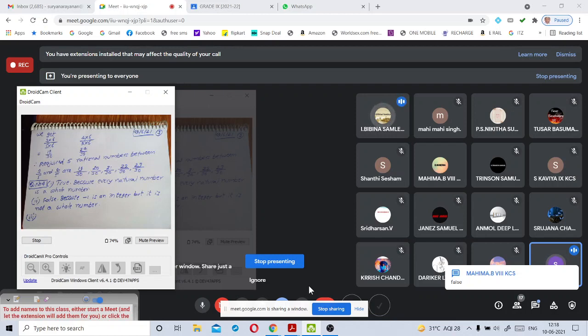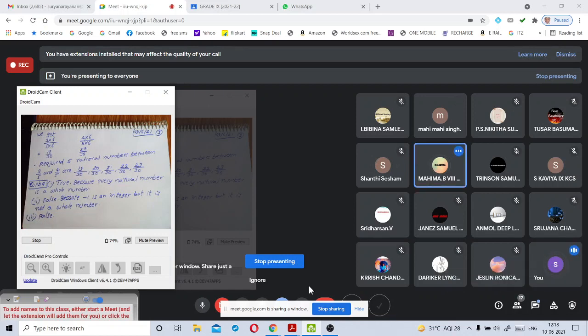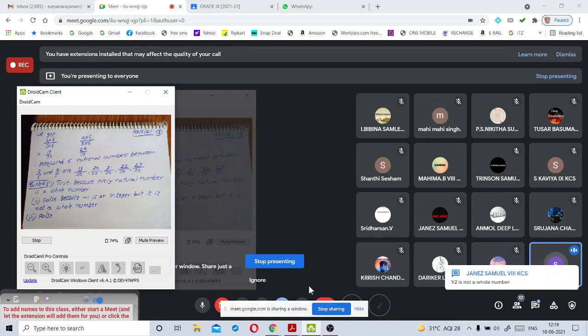False, sir. It is a false statement. Why is it a false statement? Can you tell me the reason, Shanti? Just wait, my dear Yahuna Singh. Shanti will give the answer. Shanti, can you tell me the reason why this statement is false?